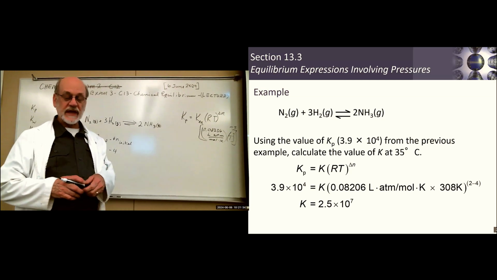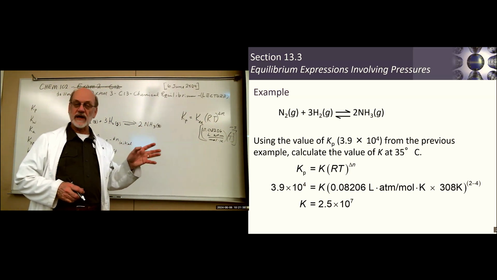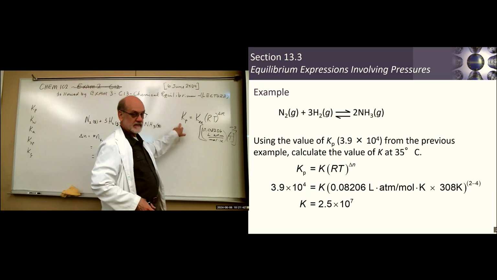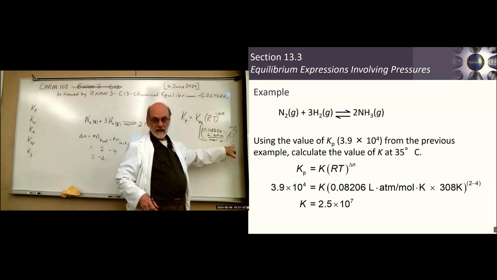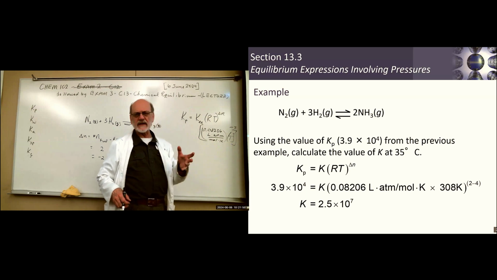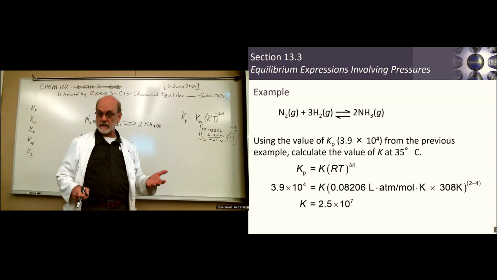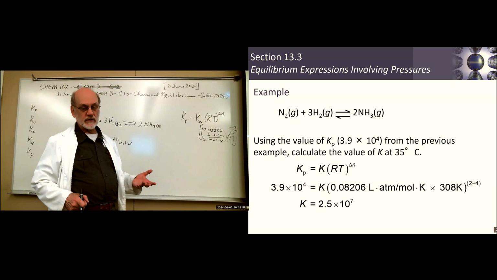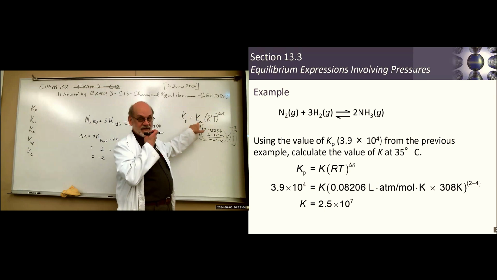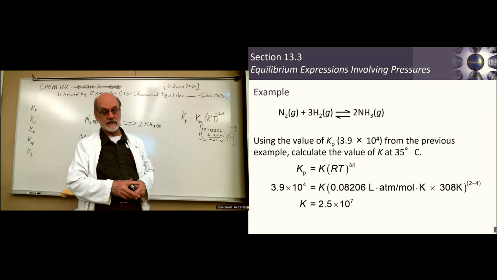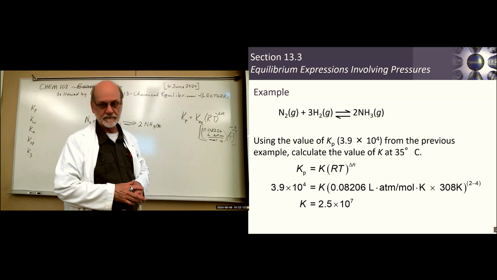All right. Here's an example. If we want to find out what the K is, we found out what the KP was in a previous slide, 3.9 times 10 to the fourth. That goes in here, and then this is our unknown. This is a constant. The temperature, we have to be given the temperature. So at 35 degrees C, that's 35 plus 273 is 308. And then 2 minus 4 is minus 2. If we do that calculation and then solve for this value, we get 2.5 times 10 to the 7th is the KEQ in terms of molarity.